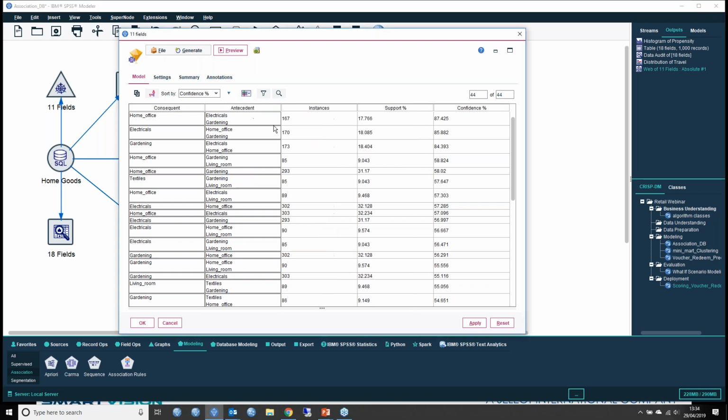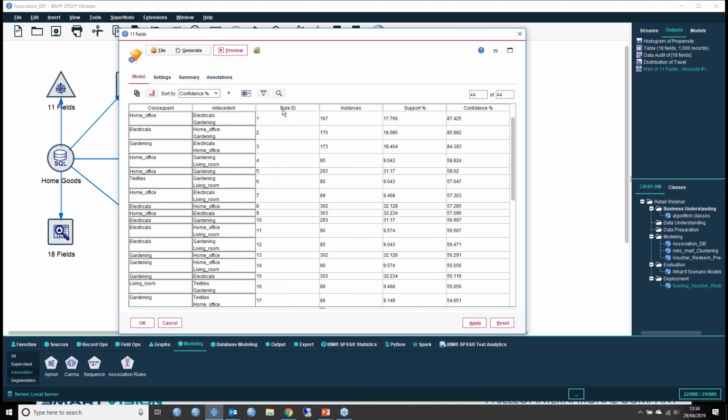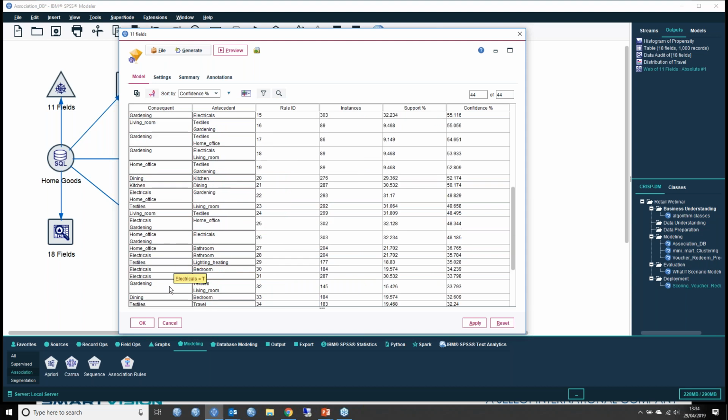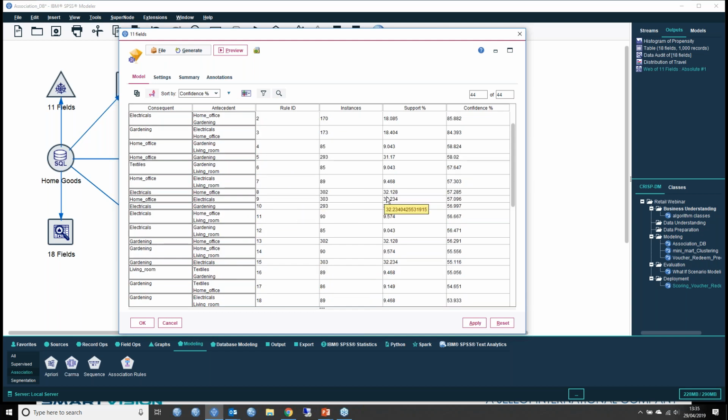We can switch on and say, well, show us how many actual instances there are, how many physical instances, and we can say, give us a rule ID number, just attach a little number to that so we know which rule is which. And down here, for example, we have a relationship between dining and bedroom, and we have a relationship here between textiles and living room and that type of stuff.